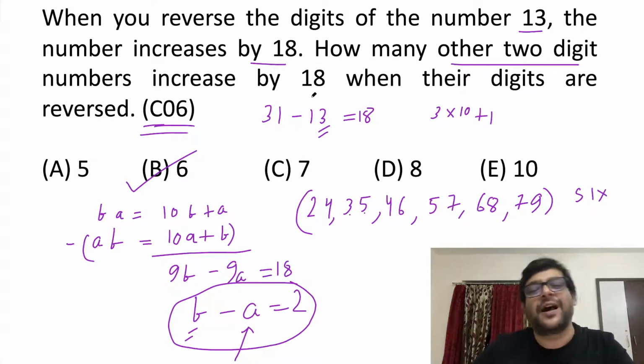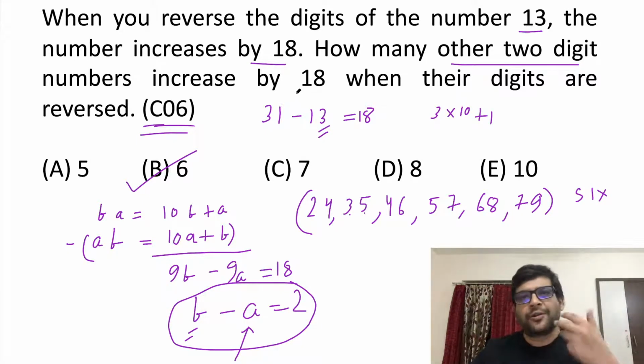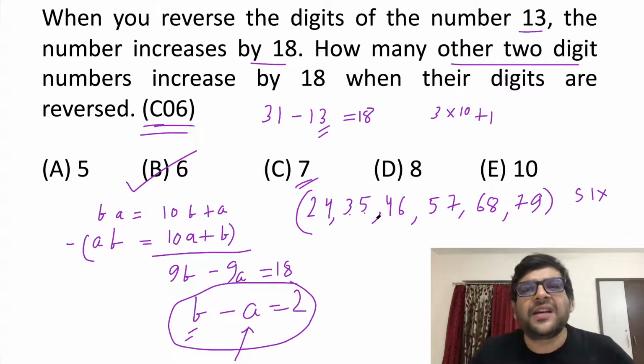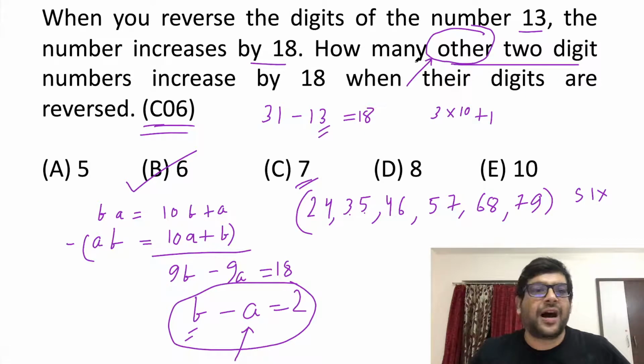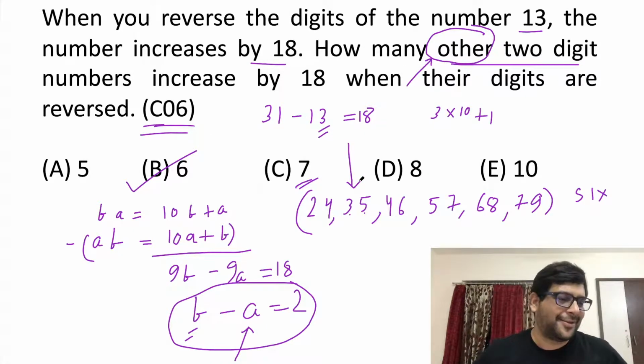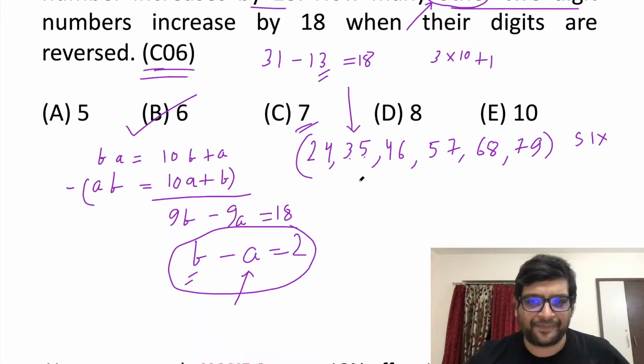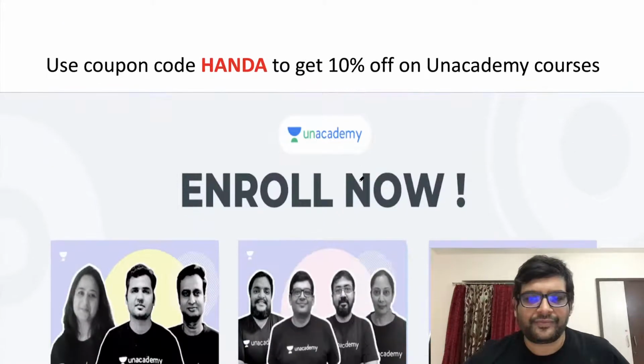Absolutely correct, Prinsu. I've seen people who solve this question and then mark 7. They did all the effort, they found 7 such numbers, but they did not read the question carefully. Read the question: how many other two-digit numbers? So other than 13, how many such numbers are there? Other than 13, 6 such numbers are there. That is why the answer would be 6 here.